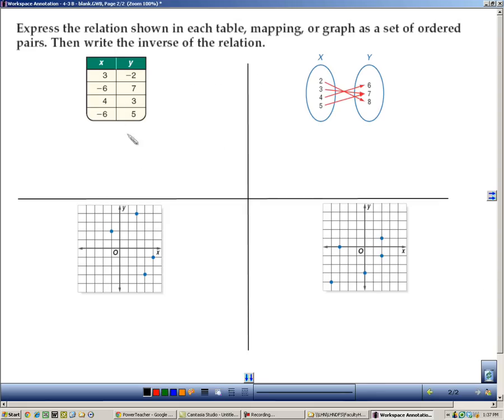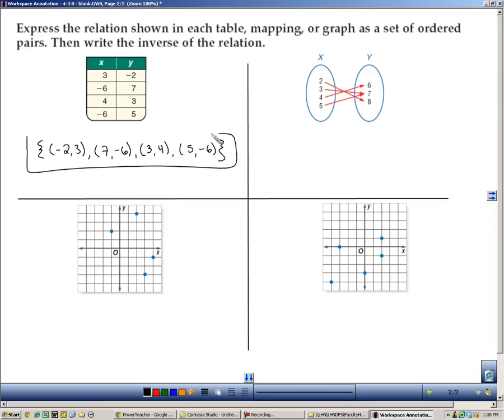Here we have a table, and we have to write the inverse of this relation. To find the inverse, we take each one of these ordered pairs and we flip it. So instead of x being a 3, the x will now be the -2, and the y will be the 3. So I just rearrange those. -6, 7 becomes 7, -6. 4, 3 becomes 3, 4. And -6, 5 becomes 5, -6. Squiggly brackets show that it is a set, an inverse.